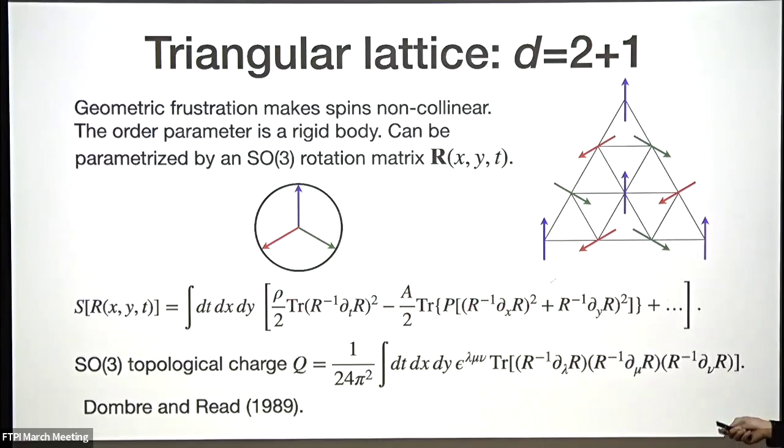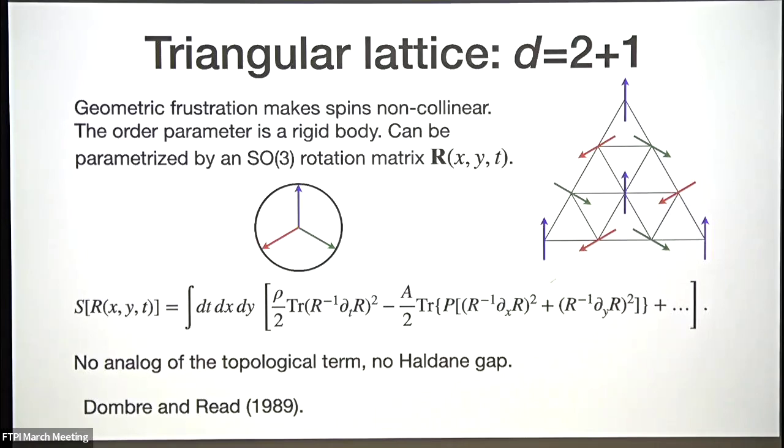So this was written down by Dombre and Read. And their primary goal in this work was to determine whether there's a topological term. And they guessed that the topological term could be written in a way similar to the one plus one dimensional case, although there'll be a different number of space-time dimensions this time, and the topological term will look different. This is the topological charge of the SO3 group. And they found that there is no such term in this theory for the triangular lattice, at least. So no luck with the topological terms in these attempts.